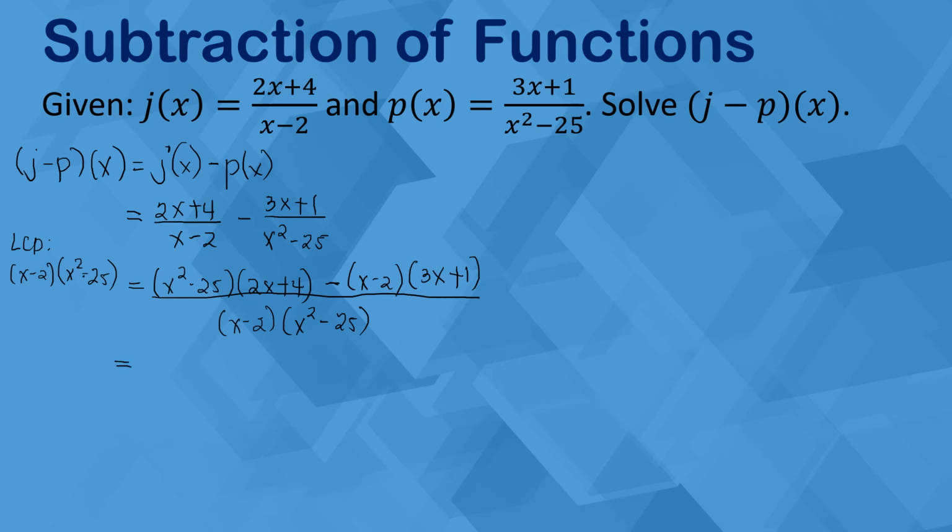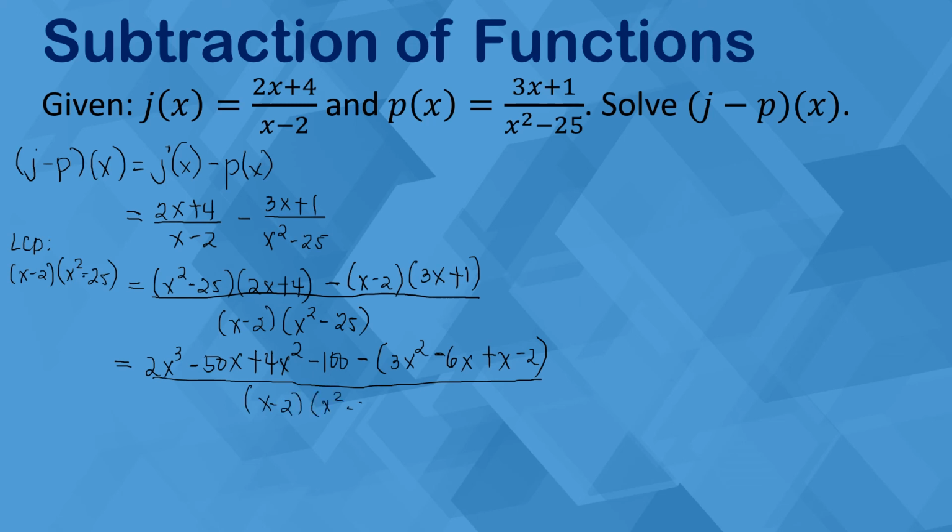x² times 2x is 2x³. Negative 25 times 2x is negative 50x. x² times 4 is 4x². And negative 25 times 4 is negative 100. Okay, so minus the product of the remaining binomials. We have here x times 3x is 3x². Negative 2 times 3x is negative 6x. x times 1 is x. And negative 2 times 1 is negative 2. Okay, over the LCD, (x - 2)(x² - 25).